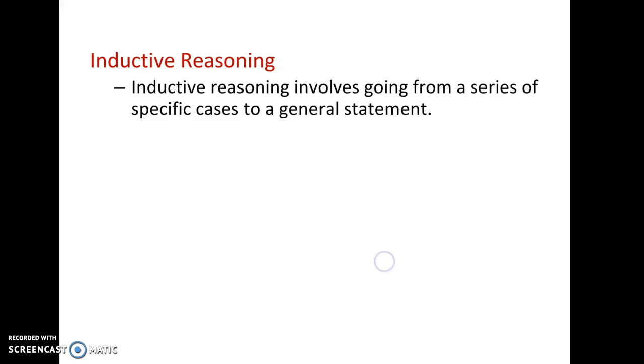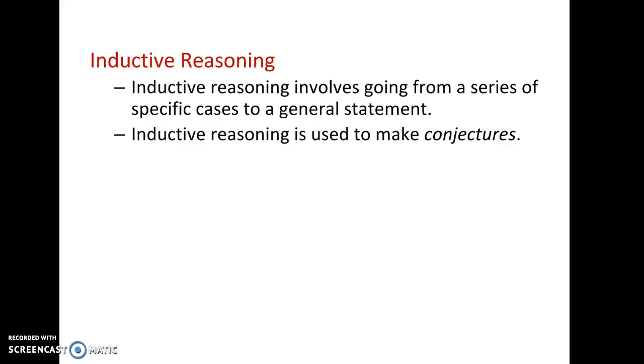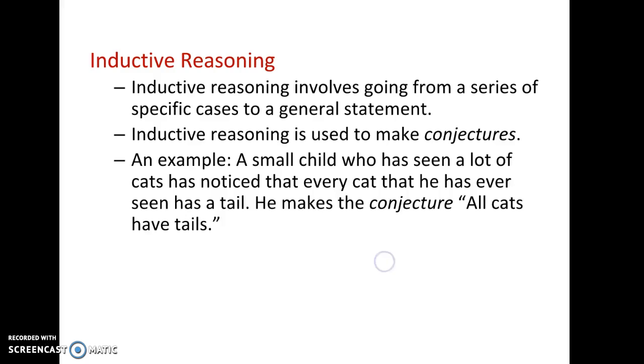Inductive reasoning involves going from a series of specific cases to a general statement. So again, looking at a lot of examples, spotting the pattern, and making a general statement about that. Inductive reasoning is the type of reasoning that is used to make conjectures. So all conjectures come from inductive reasoning.